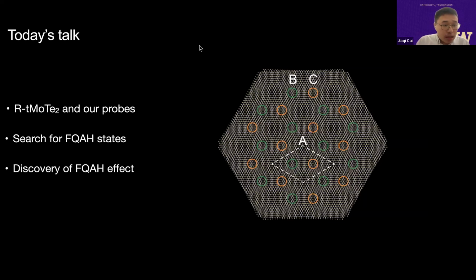Actually, I will talk about rhombohedrally stacked twisted MoTe2. This is our experimental new platform. And our probes, basically, we have different optical access, we have electrical access to it. Then we'll search for this fractional quantum anomalous Hall effect first. And then I will tell you how we actually achieved this observation of a fractional quantum anomalous Hall effect in transport measurement. So that's the discovery.